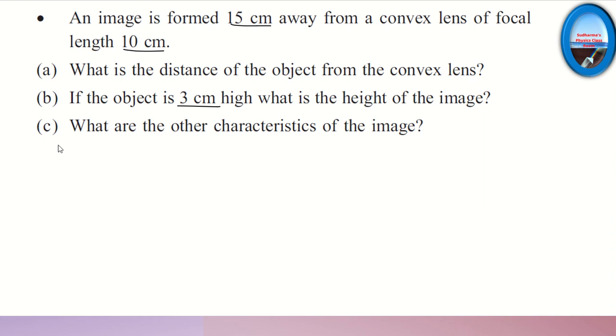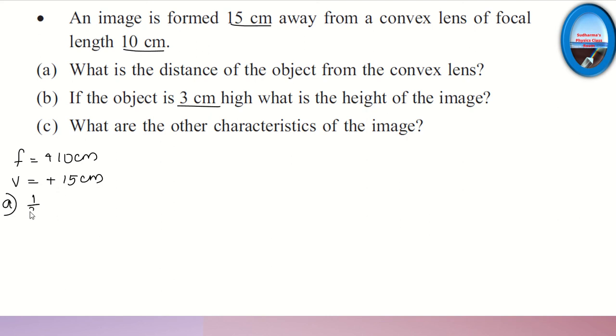So it is a convex lens. Convex lens focal length is positive. So focal length is plus 10 centimeter. What else is given? Image is formed 15 centimeter. So image is formed. Okay, if it is formed, it is a real image. So V is equal to plus 15 centimeter. So what is the distance of the object from the lens? So we need to calculate the object distance, right?